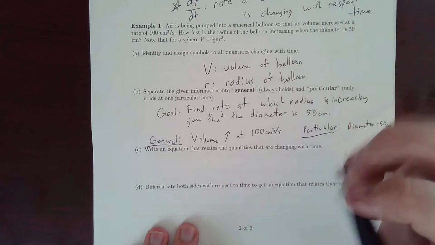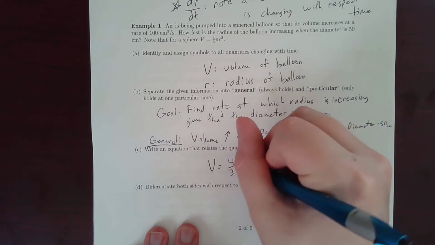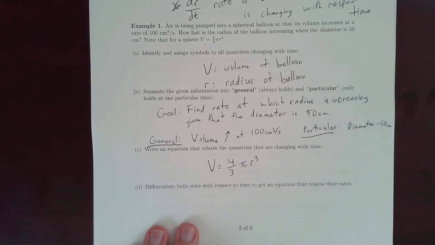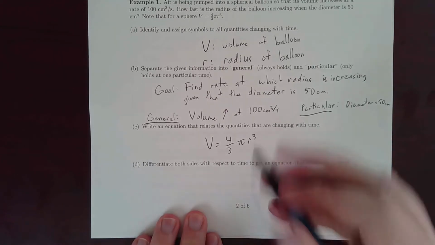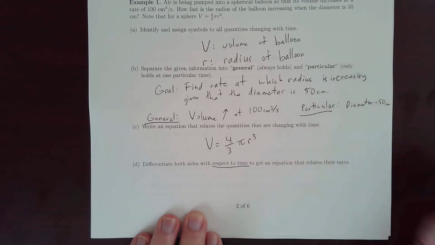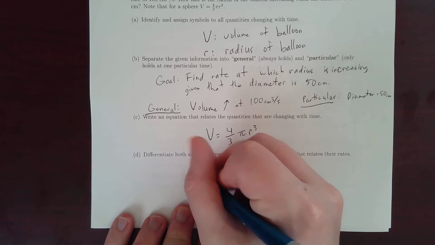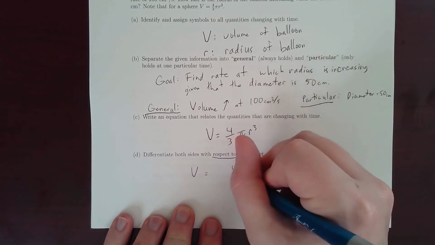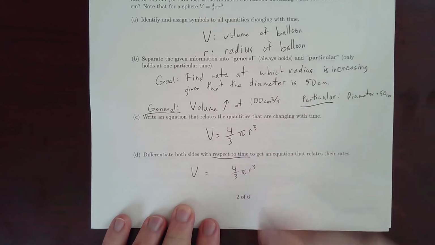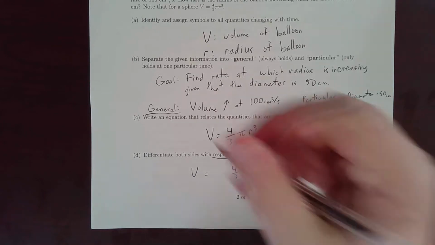So we want to write an equation that relates the quantities that are changing with time. Fortunately, we already have that. That's given to us. Volume equals 4/3 pi r cubed. So next, we'll go ahead and differentiate both sides with respect to time to get an equation that relates their rates. So we'll take both sides of the equation and differentiate this with respect to time.